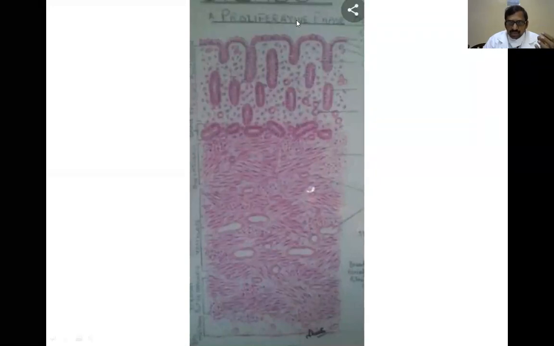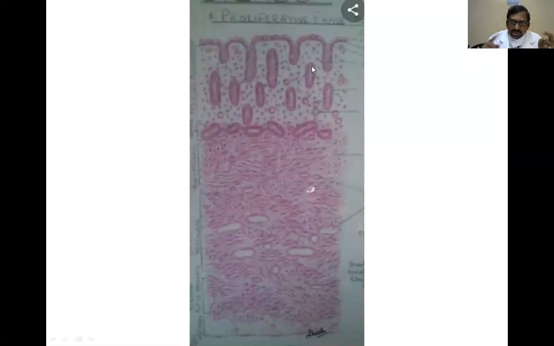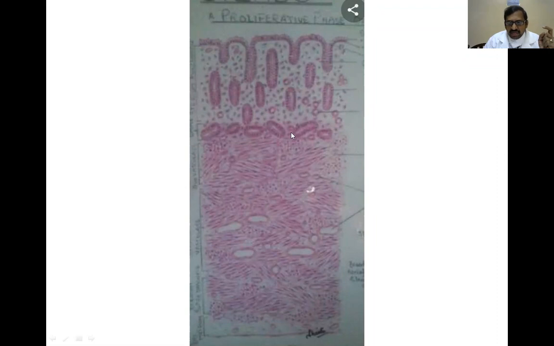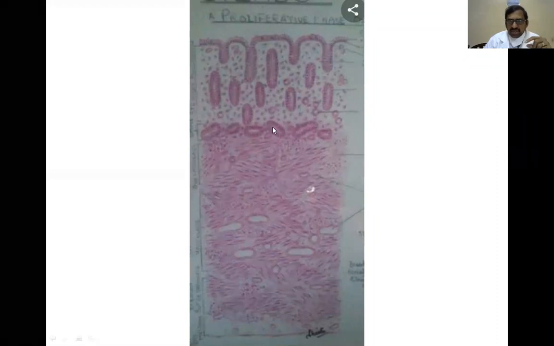Just like that, here also there are changes occurring in the uterine endometrium, especially the functional layer. Normally, the uterine glands are straight, but during the secretory phase, they become coiled or sawtoothed in appearance. If you take the section, they may look zigzag. The blood vessels are also coiled in the functional layer, but in the basal layer, the blood vessels are straight.